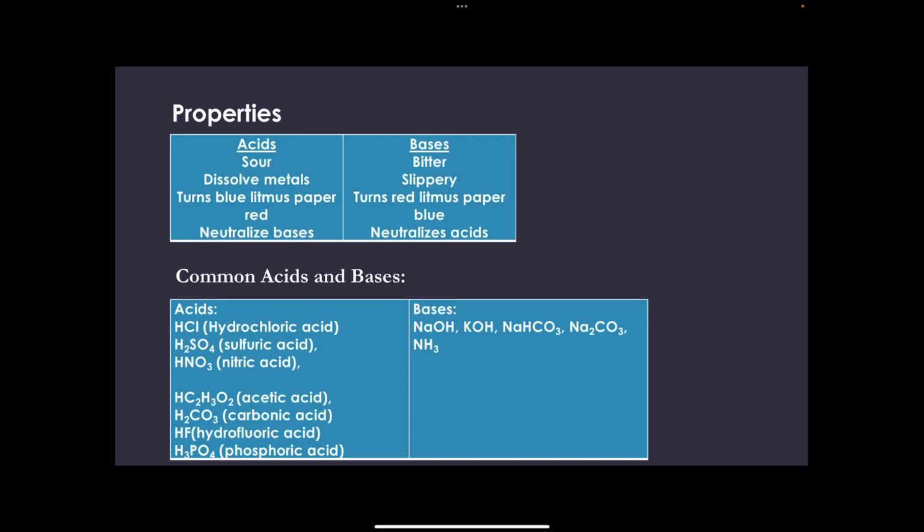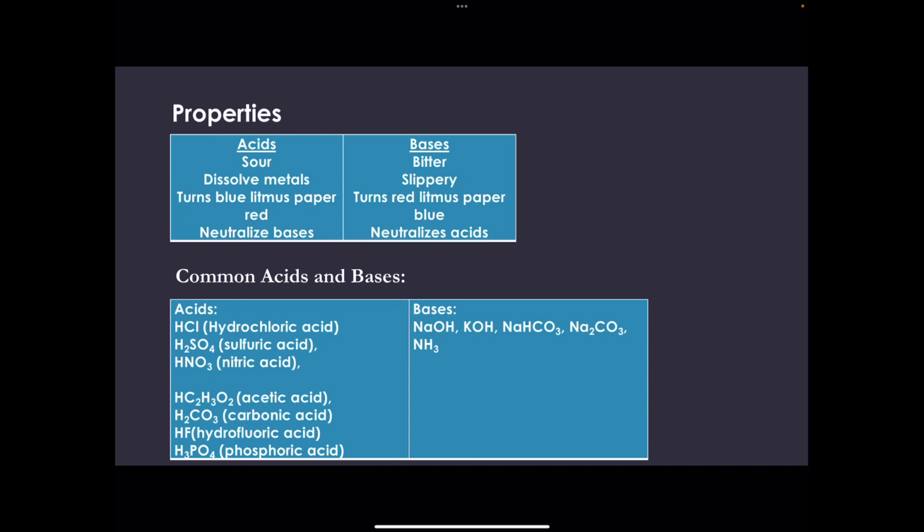Acids have the properties of dissolving metals. In a laboratory, we don't dump acids down the sink because they can dissolve metal pipes. Bases tend to be slippery. If you've ever spilled any sodium hydroxide on you in lab, which is not good, but if you have, it's kind of a soapy feeling. That's a characteristic property of bases.